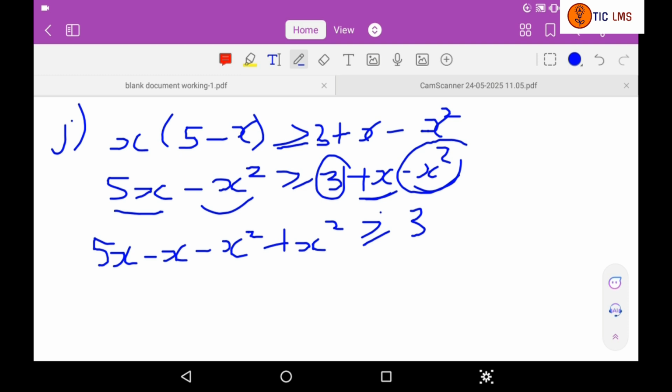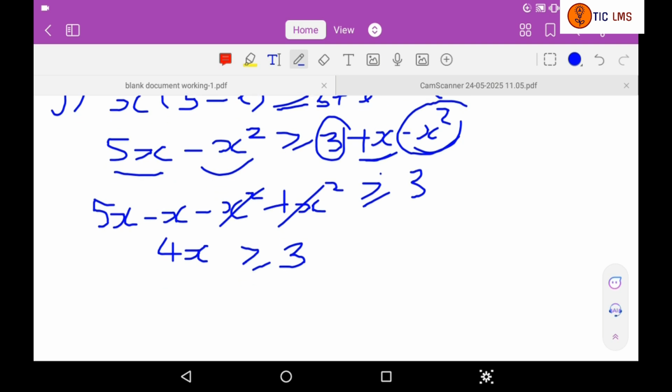So you have 5x minus x, that's 4x. And then negative x squared plus x squared, that is out. And then greater or equals to 3. Now, to find the value of x, you divide both sides by 4. So, you're going to have x greater or equals to 3 over 4. It's as simple as that.